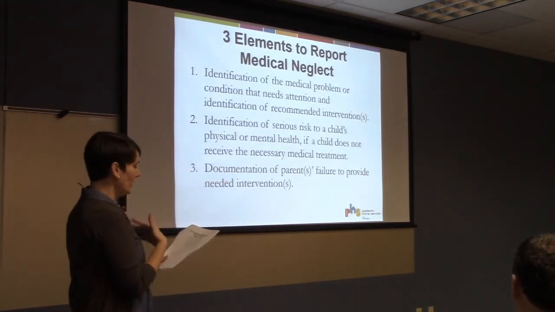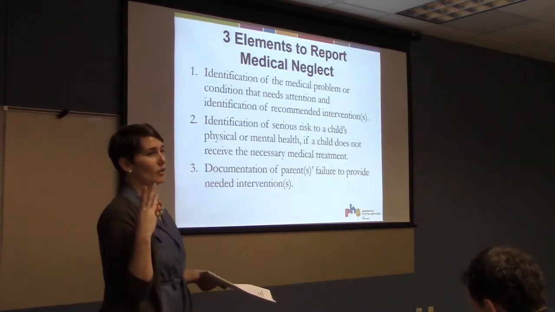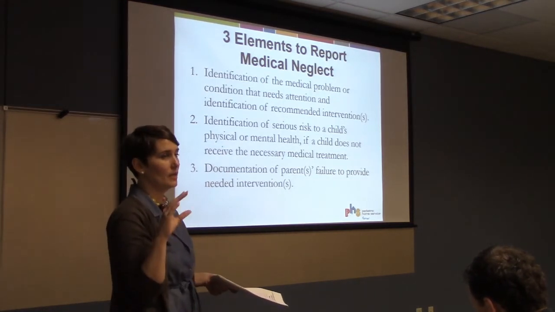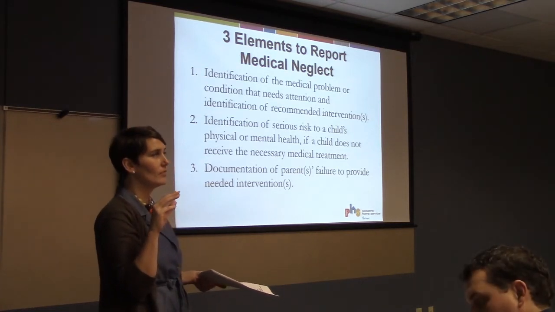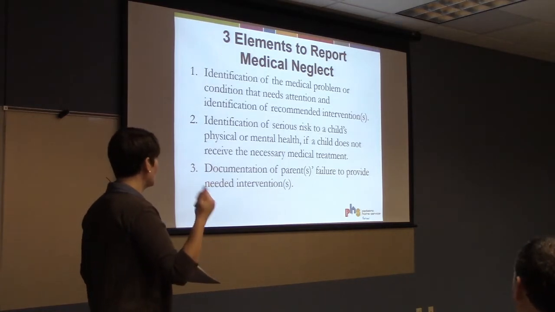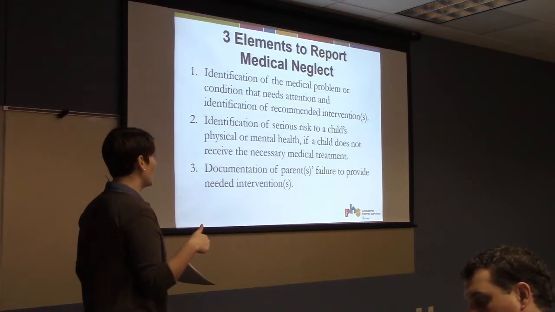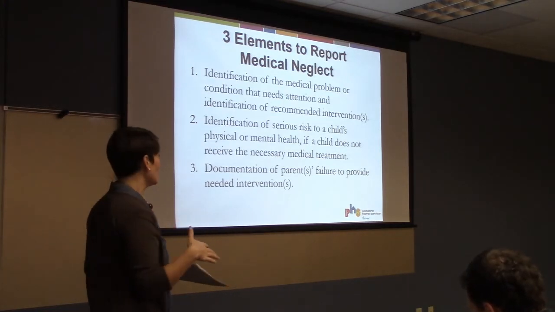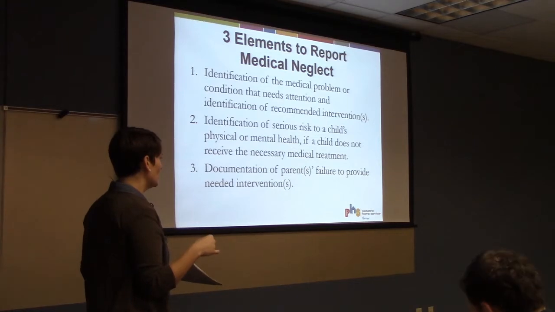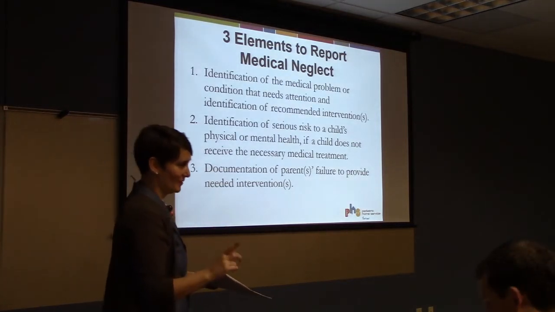So when we have to report medical neglect to a county, they're looking for 3 things to open a case of medical neglect. Identification of the medical problem or condition that needs attention, and the identification of recommended interventions; identification of serious risks to a child's physical or mental health if the child is not receiving that medical treatment; and then documentation of parents' failure to provide the needed interventions.